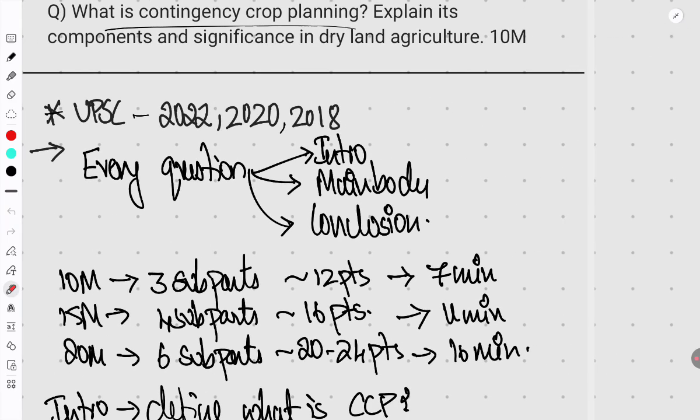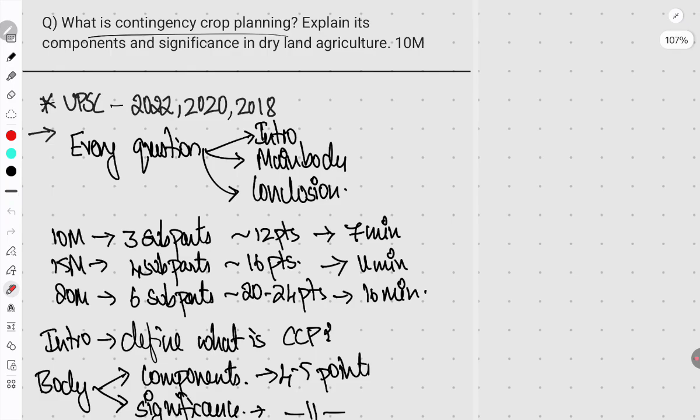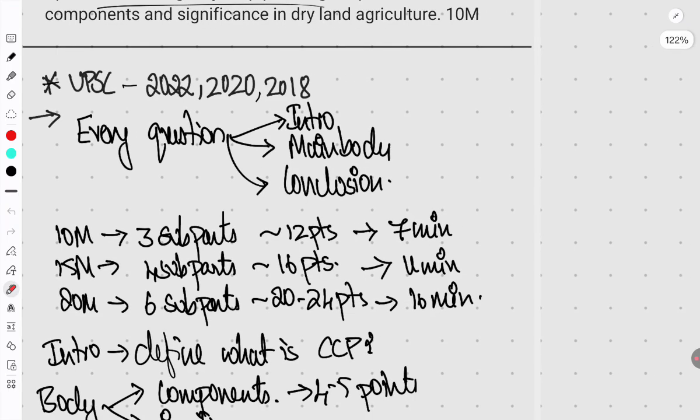This question is a frequently repeating question which can be seen in agriculture optional paper 1. The same question for various marks, 10, 15, 20 marks, has been repeated in 2022, 2020 and 2018. Hence it is a very high yielding question. And before diving into the model answer and its explanation, I want to explain a few things.